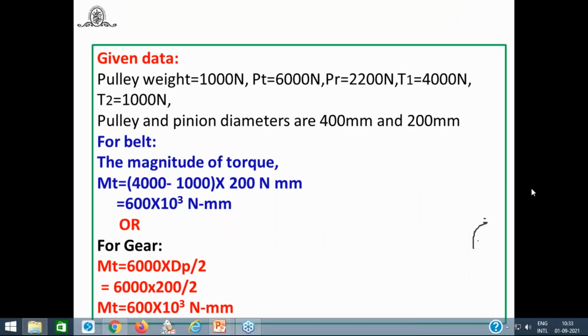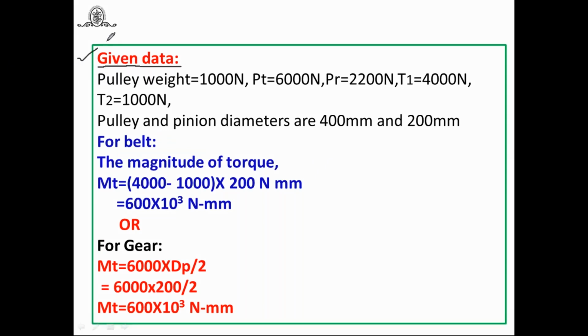Once you have understood the problem statement thoroughly by observing the figure and all the given data, what is the next step that you have to follow? You have to always write the given data. You can note it down now. You have pen and pencil with you. You can note down the pulley weight, given as 1000 Newton in the figure. Then the tangential force transmitted by the pinion is given, Ft, 6000 Newton.